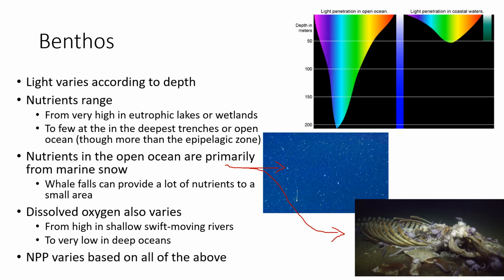All right. Dissolved oxygen is also going to vary depending on what type of benthic zone you're looking at and what type of body of water and all of those things with the depth. And net primary productivity is going to vary based on everything above. So, most variable biome I think that we're going to talk about.